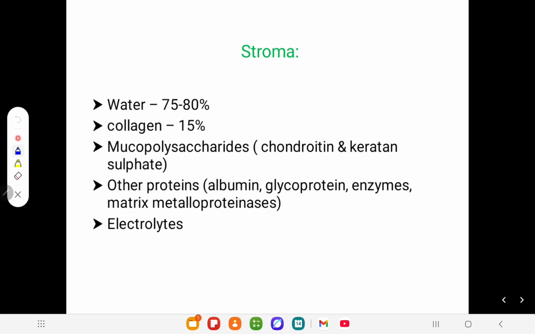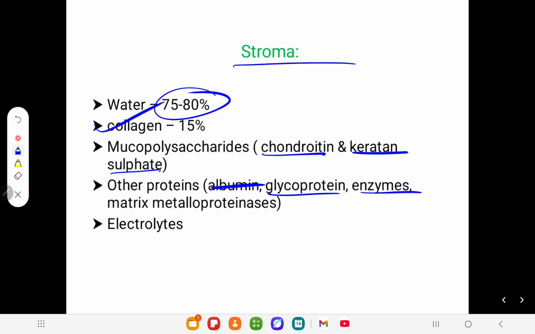So let's move further. In the stroma, the highest water content is here, 75 to 80%. Collagen is obviously here, 15% of the total stroma. There are mucopolysaccharides, basically chondroitin sulfate and keratan sulfate, and other proteins like albumin, glycoproteins, enzymes, and matrix metalloproteinases. There are a lot of things to address when you deal with wound healing. It's quite a complicated topic, I think, wound healing, and there are electrolytes too.